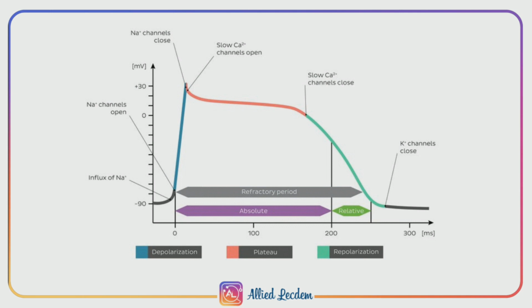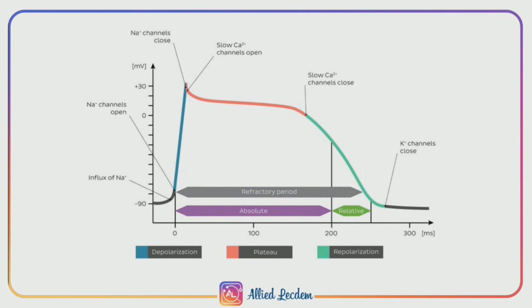And phase 2, which is indicated in orange color. Here, the voltage-gated calcium channels open along with the potassium efflux continuing. This is known as the plateau phase, in which the myocytes undergo contraction. And the next is phase 3, which is indicated in green color. This is the rapid repolarization phase, where the calcium channel closes and the slow voltage-gated potassium channels open.